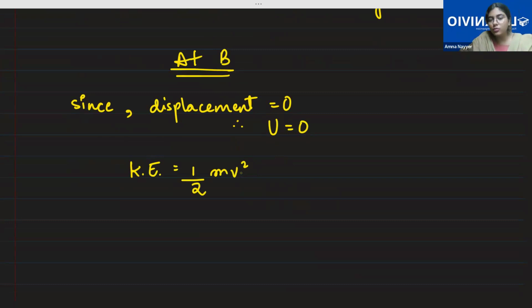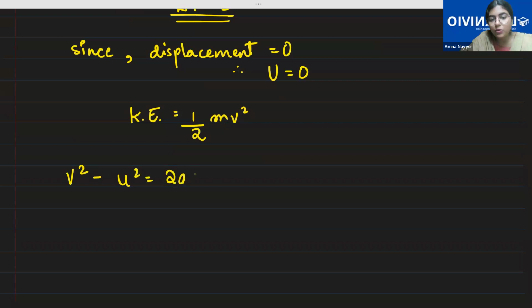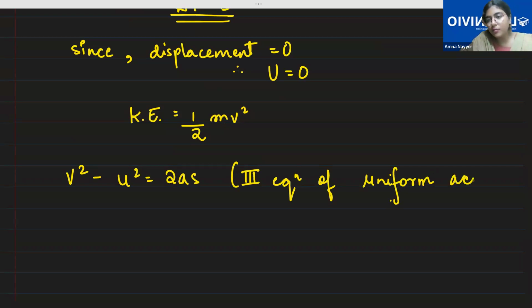Now, velocity we don't know, so let us calculate what the velocity will be. If I use the third equation, v square minus u square is equal to 2as, the third equation of uniform acceleration. Remember this equation, Zara? Yes, ma'am. So I have to calculate v square. Initially u was 0. Now when it is freely falling, what's the acceleration which we use? Which type of acceleration?